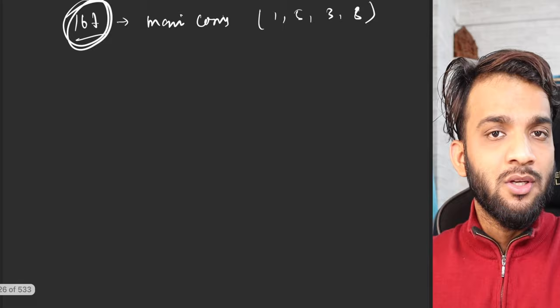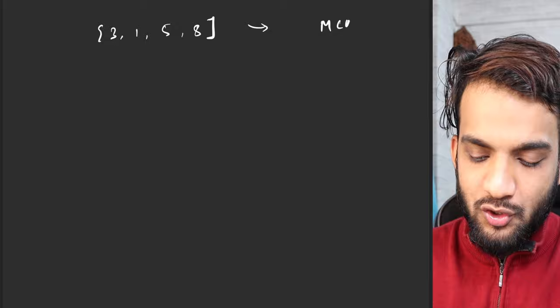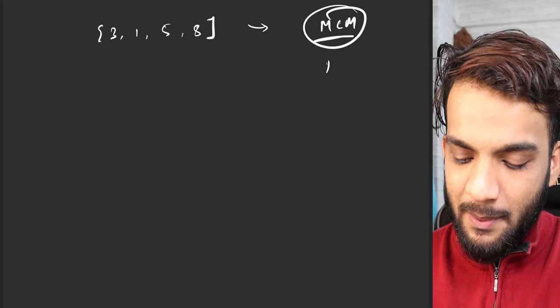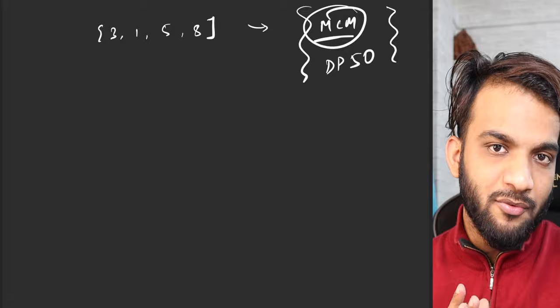If I again write down the example, it was very straightforward. 3, 1, 5, 8. So do you see a pattern to this question? Is this somewhere related to the partition or the MCM question that we did? By the way, if you have not seen the MCM DP and the previous DP 50, I'll recommend you to watch both these, because if you're not watching those couple of videos, you'll not understand this. So please go back and watch the MCM video as well as the DP 50 and come back and watch this. Okay, so you have to follow an order, right?